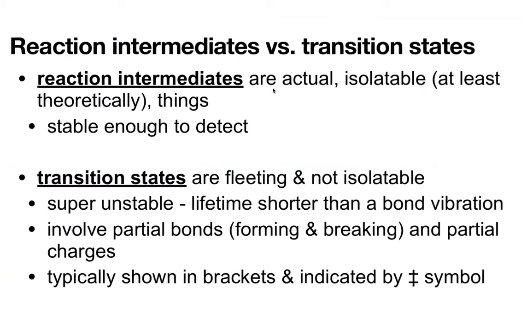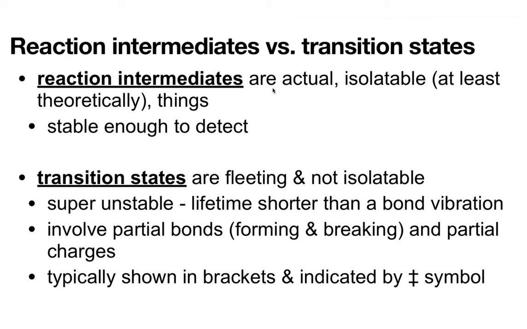Okay, so let's get a little more into what a reaction intermediate is versus a reaction transition state. Intermediates are actual isolatable, or at least theoretically isolatable if you have the equipment. Some of these are longer lived than others, but they're stable enough to detect. Transition states, on the other hand, are fleeting and not isolatable.